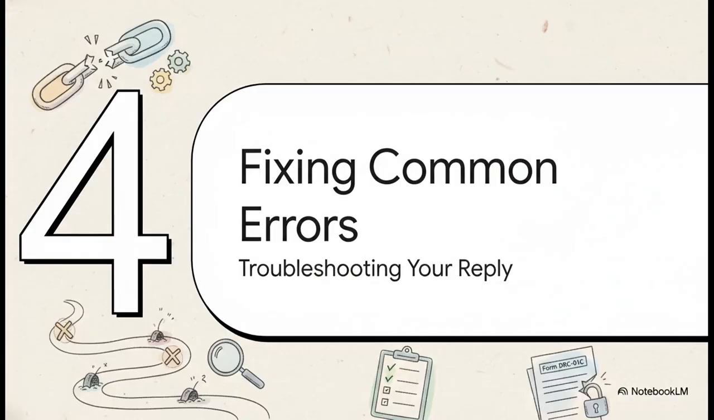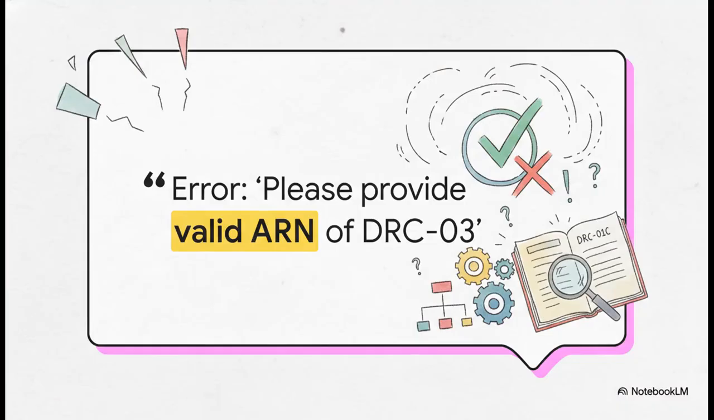Now, replying sounds simple enough, but you know how it is. There are always a few little tripwires. So let's quickly troubleshoot the most common errors people run into so you can get it right the first time. This one is probably the number one error people see. You've made the payment, you have the ARN number, you enter it, and the system just says, nope, invalid. It is incredibly frustrating, but trust me, there's usually a very simple reason for it.